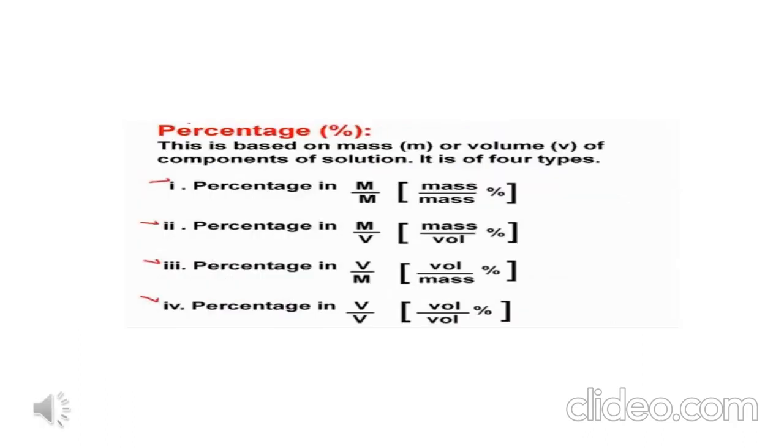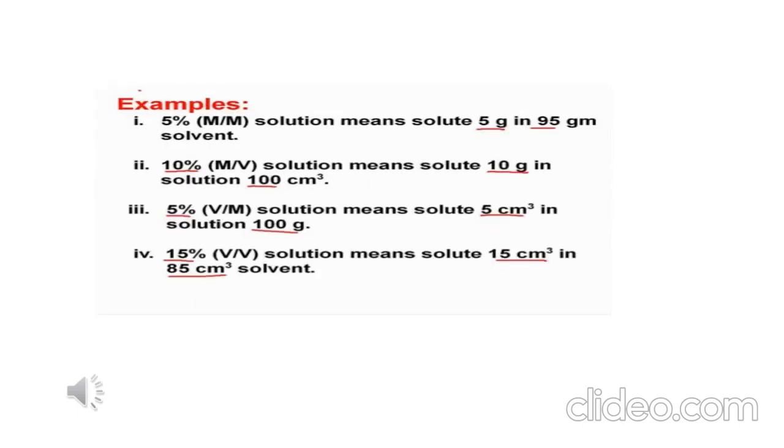Percentage is based on the mass or volume of the component of the solution. It is of 4 types. The first one is mass percentage, then mass by volume percentage or volume by mass percentage, and finally volume by volume percentage. Let us take one example. A 5% mass by mass solution means 5 grams of the solute dissolved in 95 grams of the solvent.